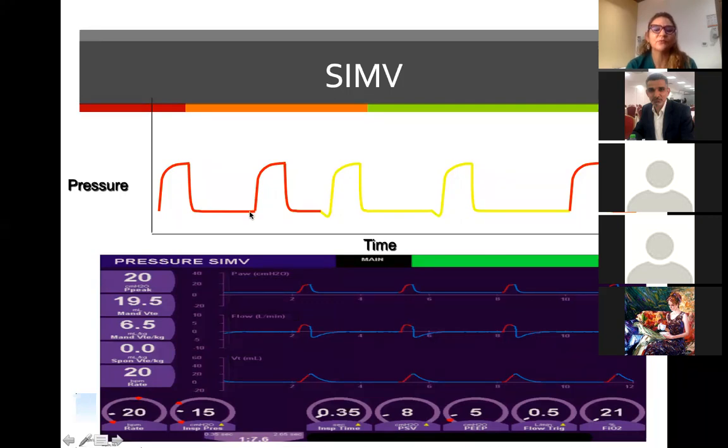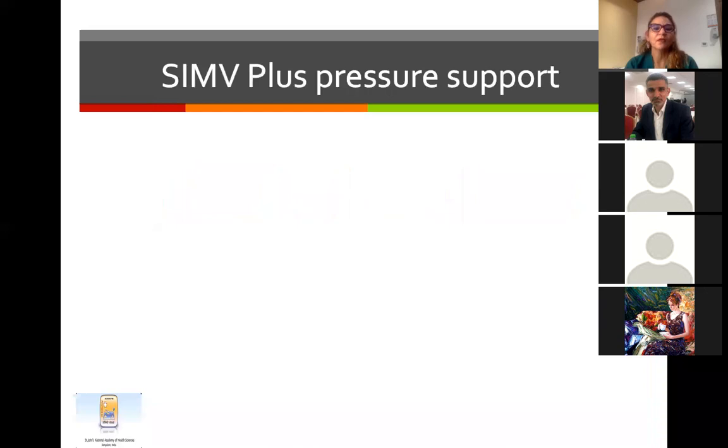Here the baby is not able to trigger, so this is not a synchronized breath. That means it is not completely synchronized. In SIMV you will be able to see this kind of pressure-time scalar graphic. If you want to synchronize the whole thing and still continue to use SIMV, and you want to support the other breaths which are not synchronized, what you can use is SIMV plus pressure support.